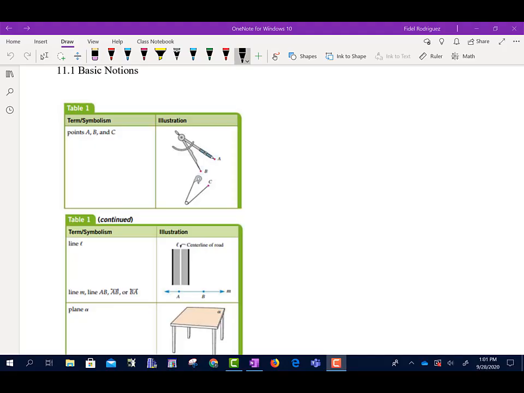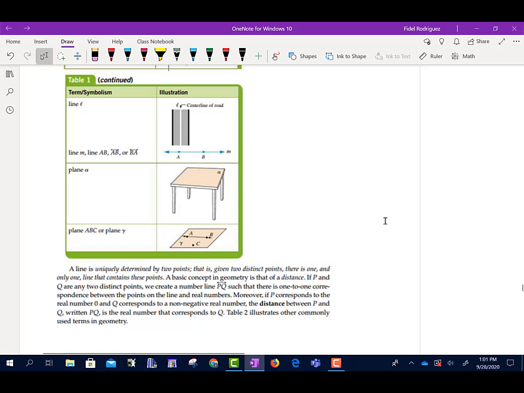Section 11.1 talks about basic notions. So chapter 11, y'all, is going to be on geometry, okay? So we have points A, B, and C, and you can see our points here. Let's see, we have a line L, and it's the center of the road.